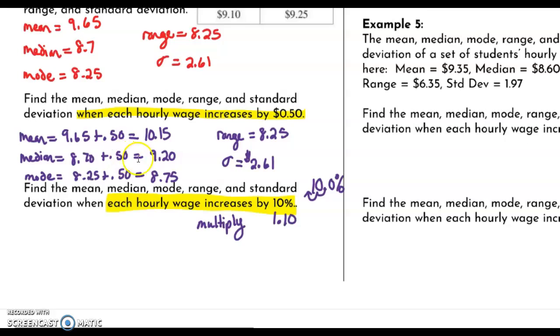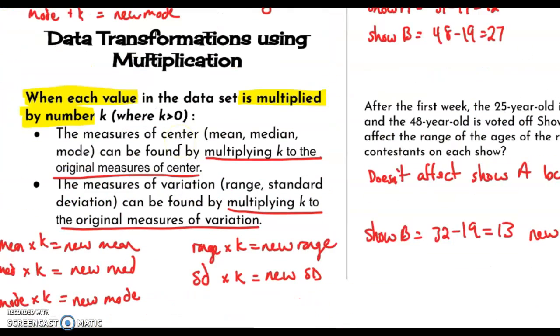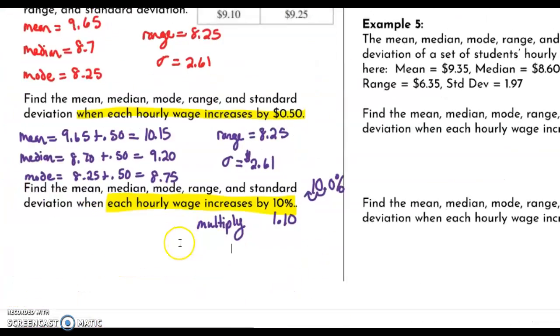Okay, so remember, back up here on this first page, it said, data transformations using multiplication, when each value in the data set is multiplied by a number. So it says you take each thing, the mean, the median, the mode, the range, and the standard deviation, you take all the original ones, and you multiply them all by that number. So that's what our instructions were.